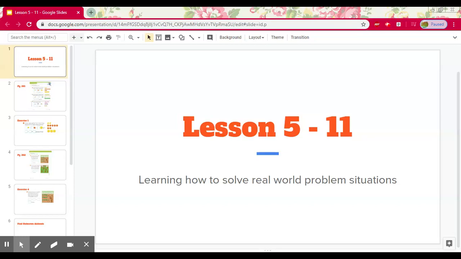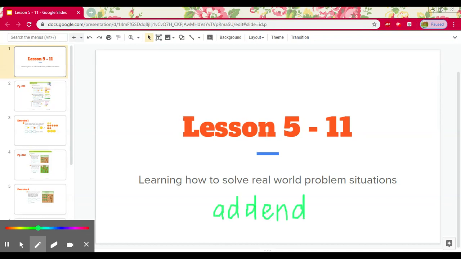Hello, mathematicians. Today we're working on Lesson 5-11. We are learning how to solve real-world problem situations. And remember, when we add, another name for a partner is an addend.